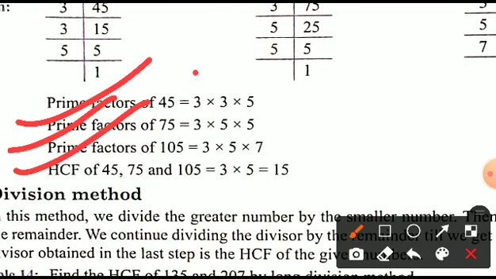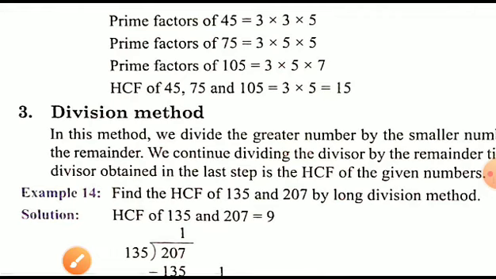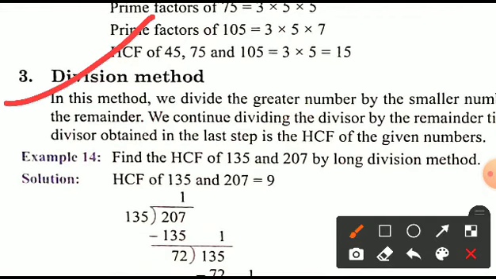So see here, 3 is a common factor and 5 is also a common factor. That means 3 into 5 is equal to 15. So 15 will be the HCF of the 3 numbers. Next one is the division method.